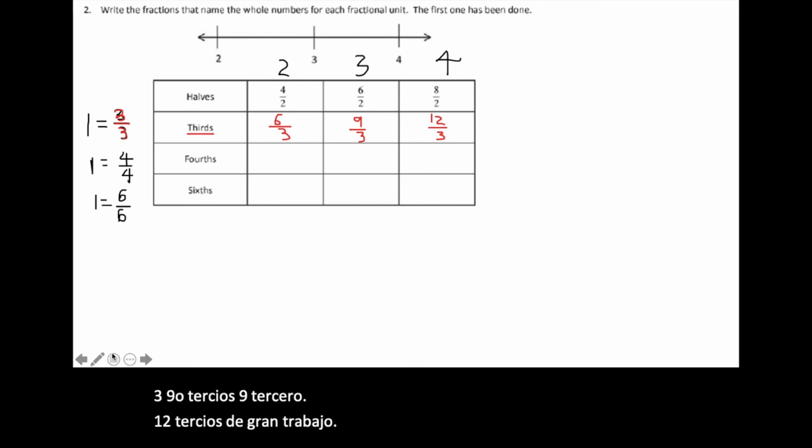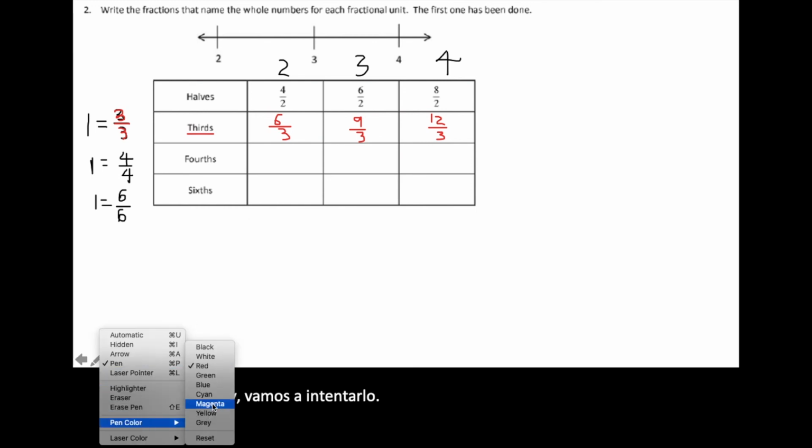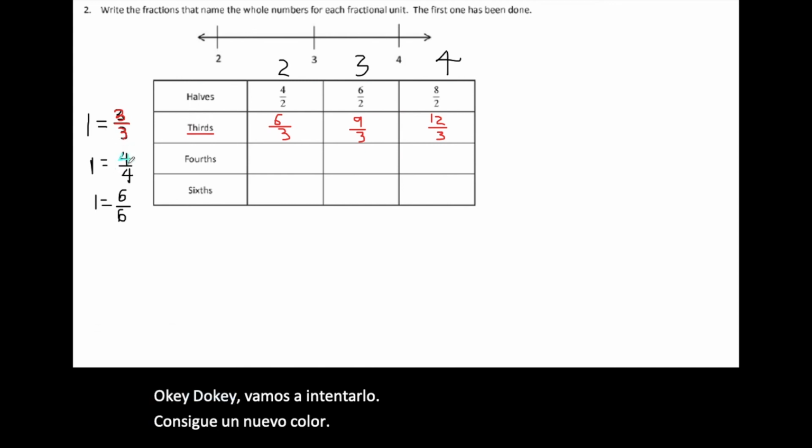Okie dokie, let's try fourths. Get a new color. 4 over 4. 4 fourths, all right. So 4 fourths, 8 fourths. Good, we're counting by fours. 4 fourths, 8 fourths. Good job, 12 fourths. Awesome. 4 fourths, 8 fourths, 12 fourths. Yep, 16 fourths. You are cruising.